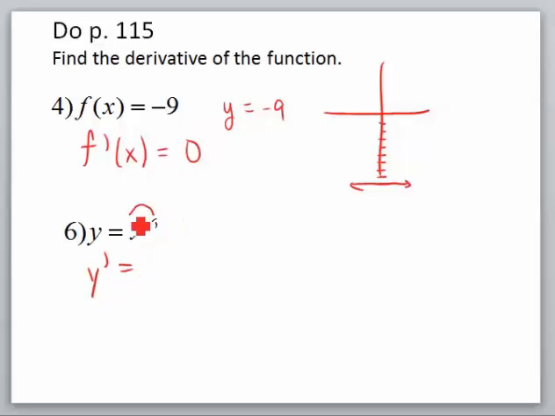The derivative of x to the 16th: the rule says bring the exponent out front, rewrite the base, and lower the power by 1. That is the derivative of x to the 16th.